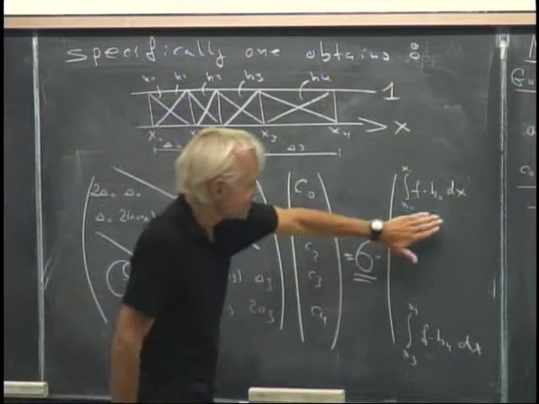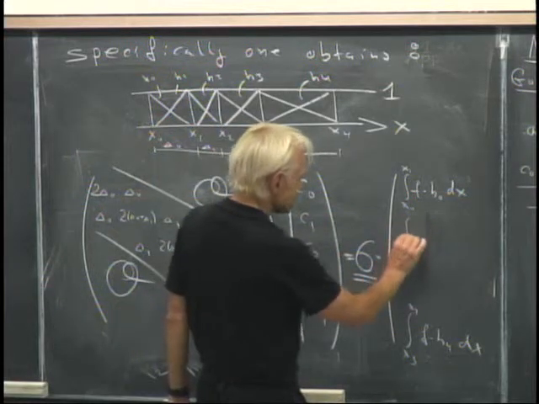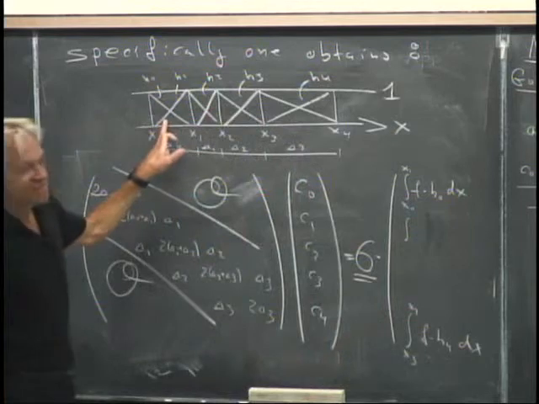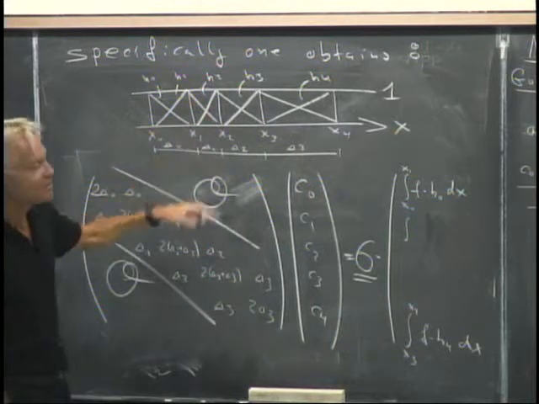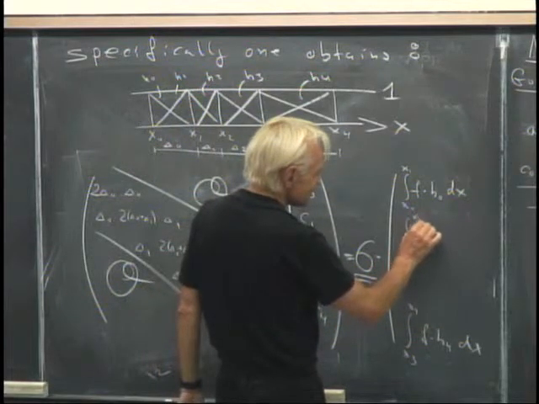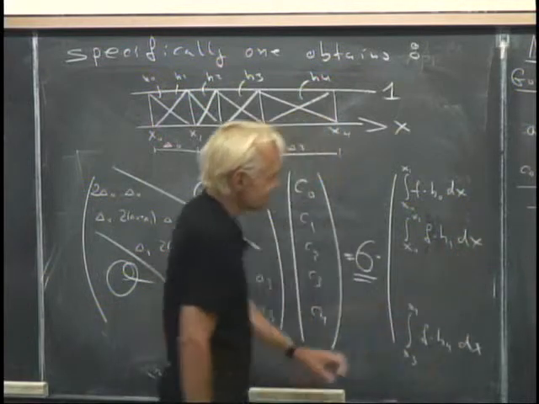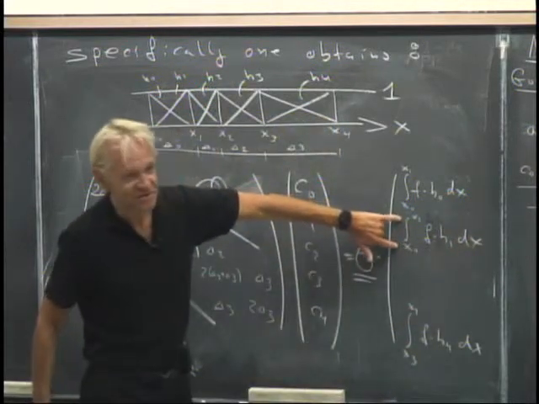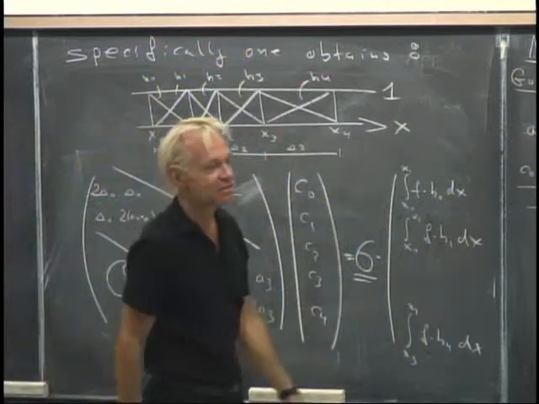Well, I should do the second one too, so you see it changes a little bit when you go to the next one, right? This next hat function is different from 0 over 2 intervals, so it has to go from x0 to x2. So the next one is the integral from x0 to x2 of f times hat function 1, dx. So the integration limits are always the domain of one of those hats.